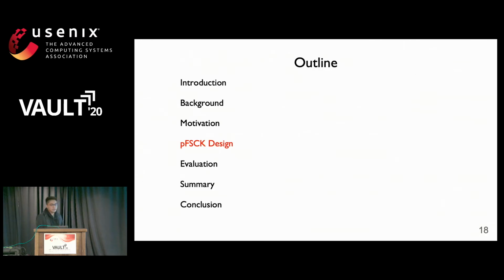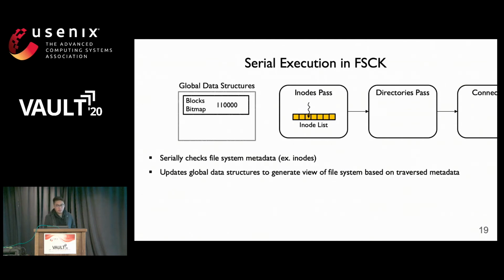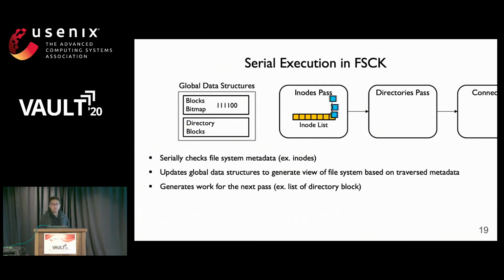So on to the design. Before we get into it, let's take a look at the serial execution of FSCK. Within each pass, FSCK serially checks the file system metadata. For example, in the inodes pass, it checks the inode structures. While it does this, it also updates global data structures to generate a view of the file system based on the metadata it has seen. Lastly, FSCK generates work for the next pass. For example, in this case, the inode checking pass creates a list of directory blocks to be checked in the directory checking pass.